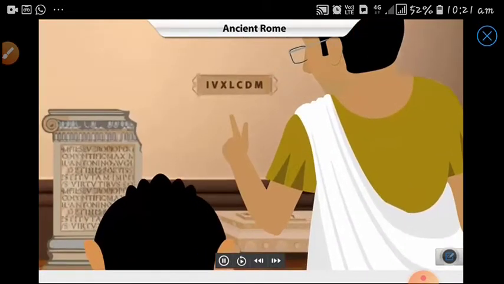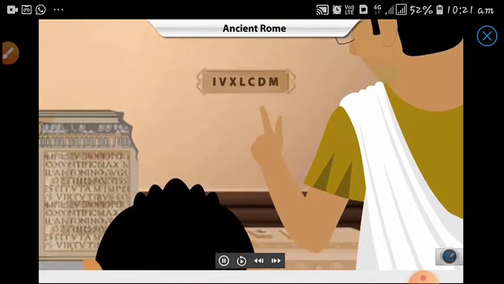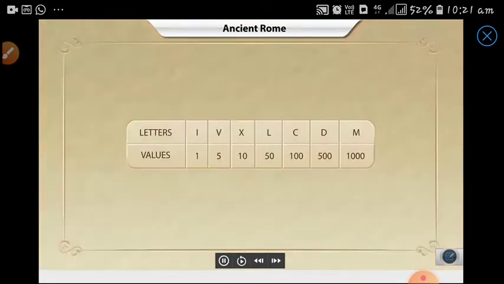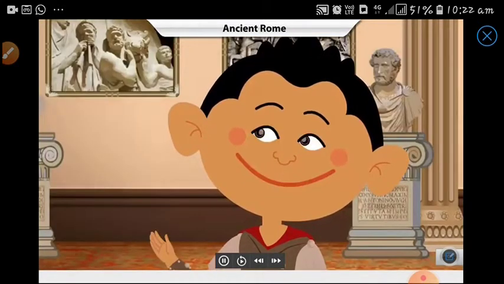People in Rome use these 7 capital letters as symbols for a given value. That's why they are called Roman numerals. Have a look at these. You can represent any number by combining these symbols. Of course, there are certain rules that you have to follow. What are those rules?